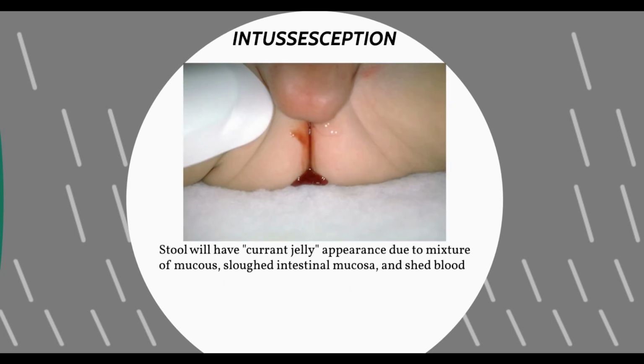Now, the last thing I wanted to discuss was that currant jelly appearance to the stool that I was talking about earlier. So it has this currant jelly appearance due to it being a mixture of mucus, sloughed intestinal mucosa, and blood that's been shed. So keep that in mind. You can take a look at their diapers and see if that's what it looks like.